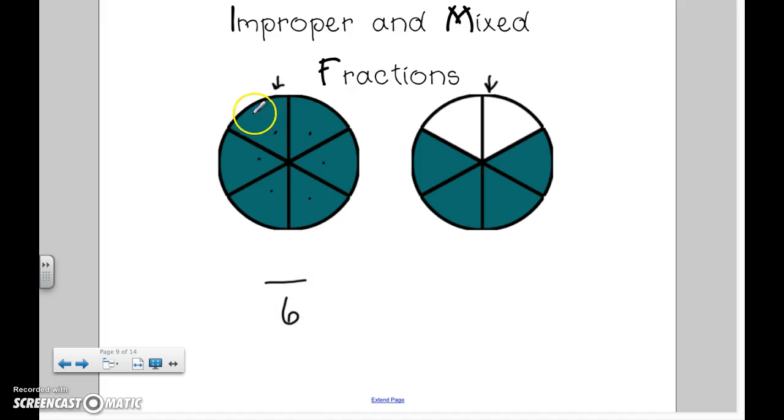So there are 6 pieces that each circle is cut into. Now, how many total pieces are there? Well, there's 6, 7, 8, 9, 10. So there's 10/6 that are shaded in. Now, if I want to show that as a mixed fraction, I'm going to put my whole number here because there's 1 whole circle filled in, and then 4 out of 6 filled in on this circle. So 1 and 4/6 is my mixed fraction. It's all mixed up because it has a whole number and a fraction.